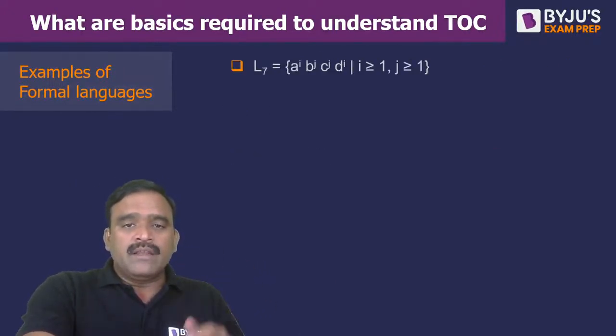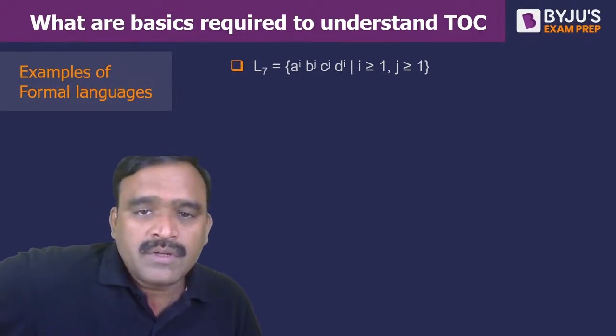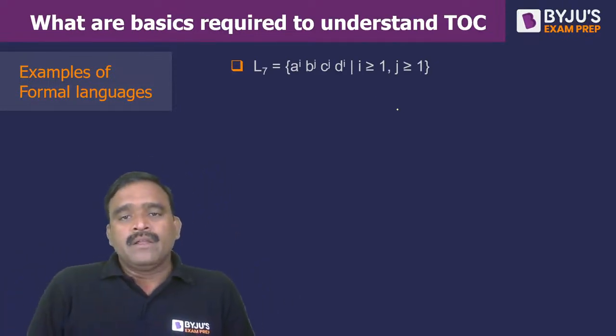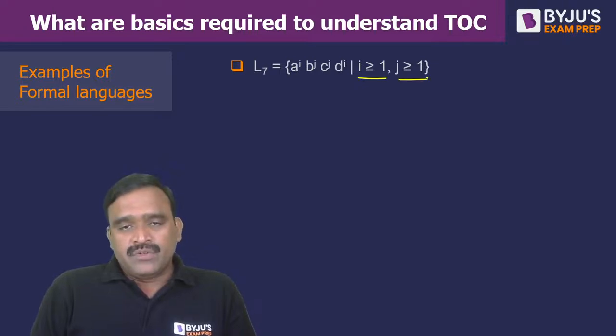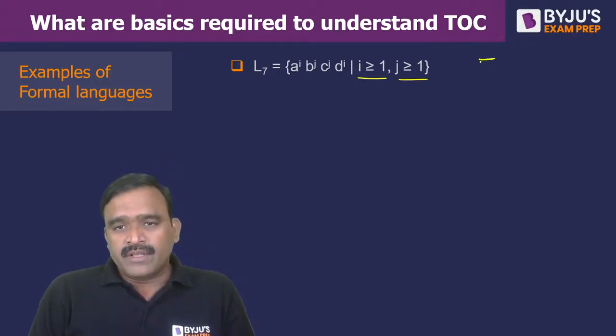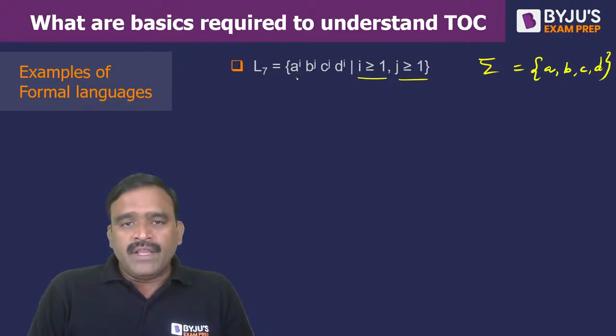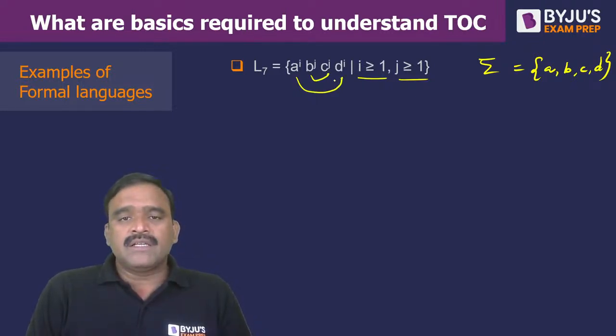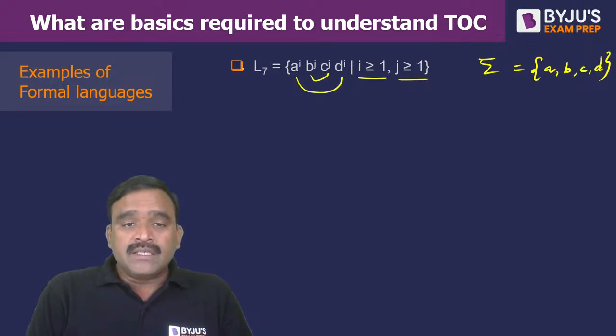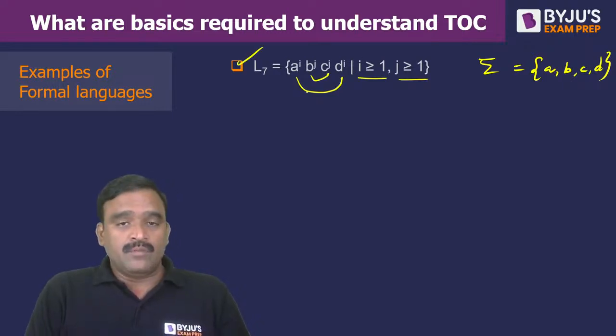Okay, now coming to some more examples. So L7, a^i b^j c^j d^i. I value starts with 1, J value starts with 1. So what is the alphabet for this? Sigma is equal to A comma B comma C comma D. So for every A, D is required. For every B, C is required. So B's and C's are equal. A's and D's are equal. And the pattern is A's followed by B's followed by C's followed by D's. So the smallest string we can have is ABCD, where I value 1, J value 1.